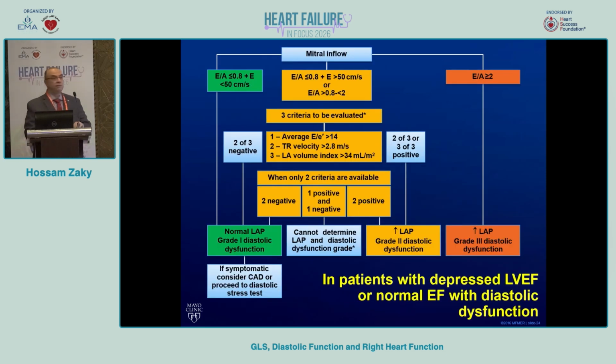So if the function is depressed, or the patient is a known HFpEF, or known to have a diastolic dysfunction, here we start with the mitral inflow, not the tissue Doppler velocity of the annulus. So we see the E/A ratio.